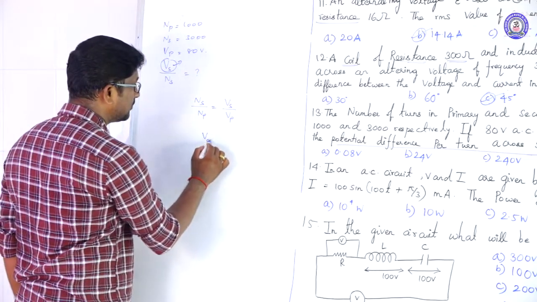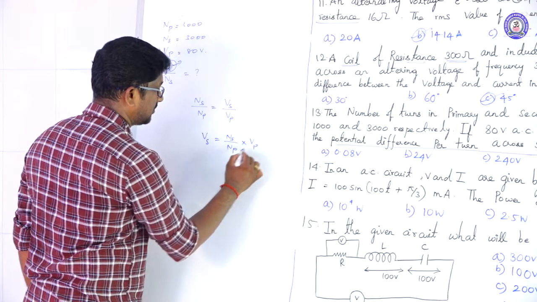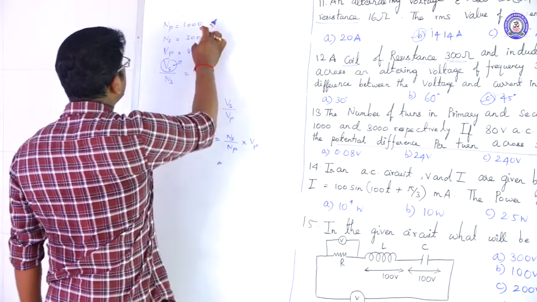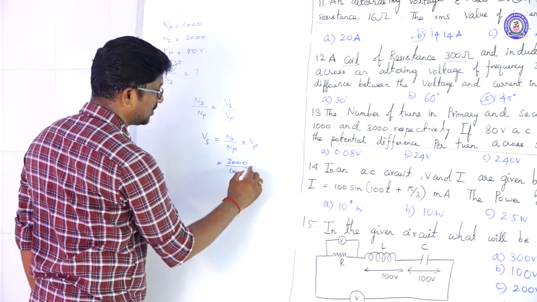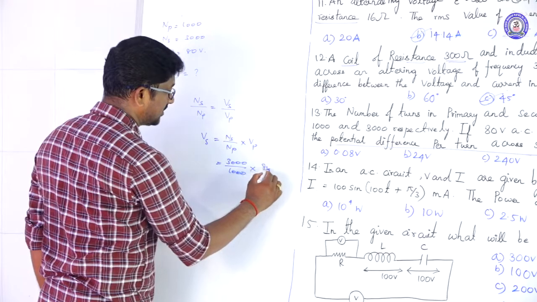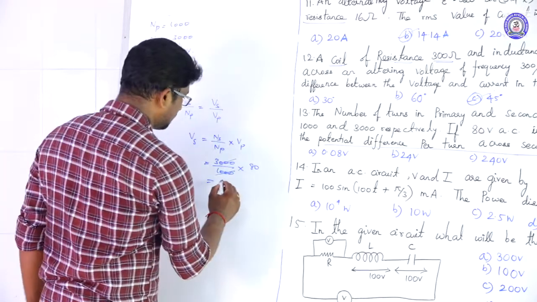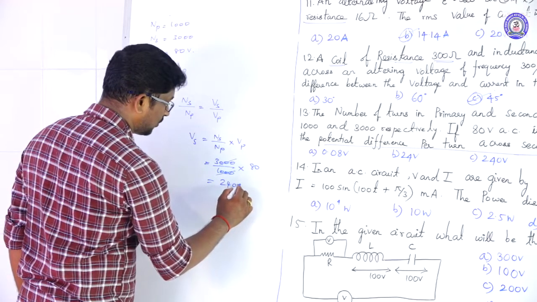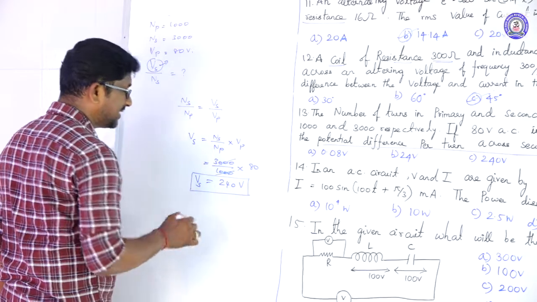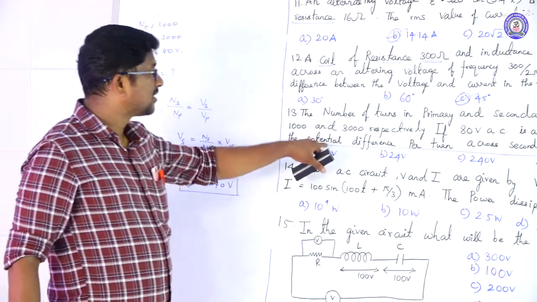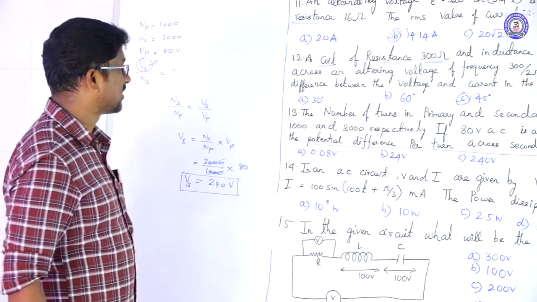Therefore, Vs is equal to Ns divided by Np into Vp. Number of turns in the secondary 3000 and number of turns in the primary 1000, into primary voltage 80. So 3 8s are 24, so 240 volt. So this is the total voltage in the secondary coil, but we need to calculate the voltage per turn across the secondary coil.